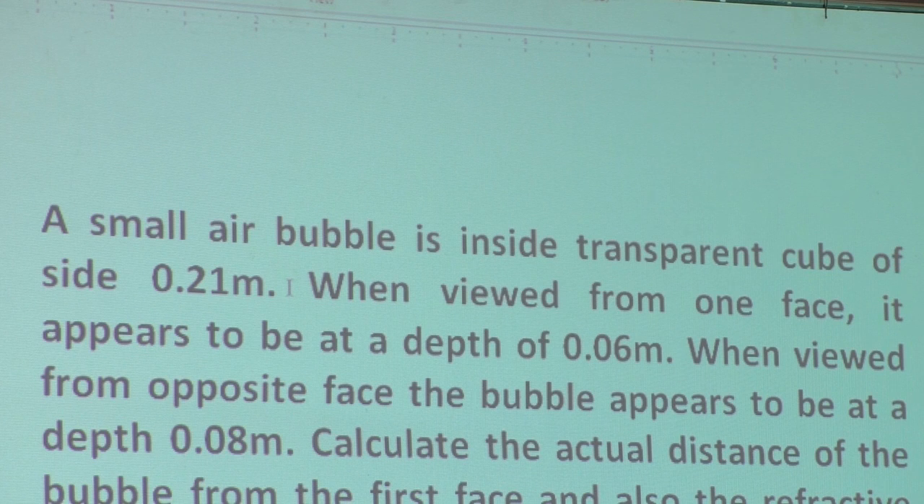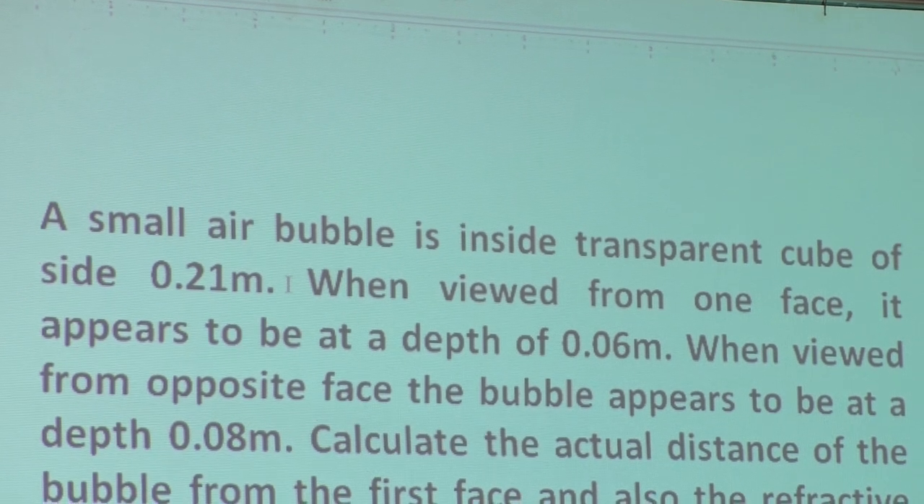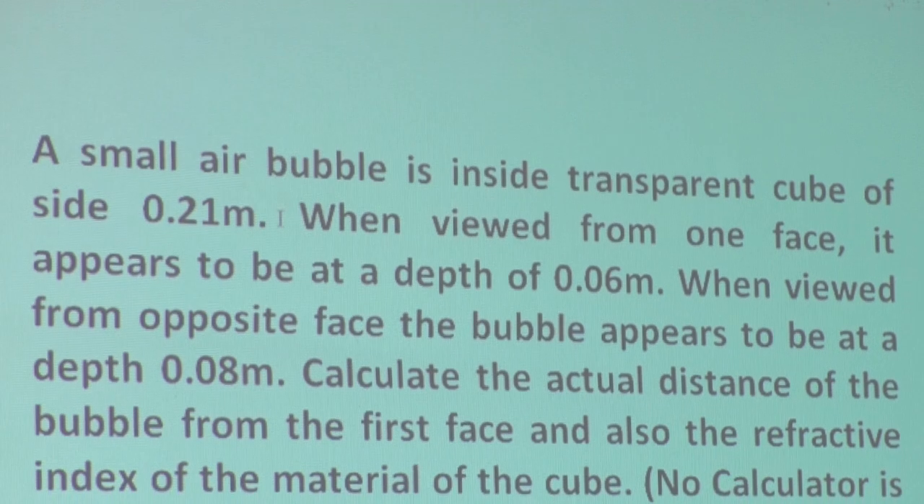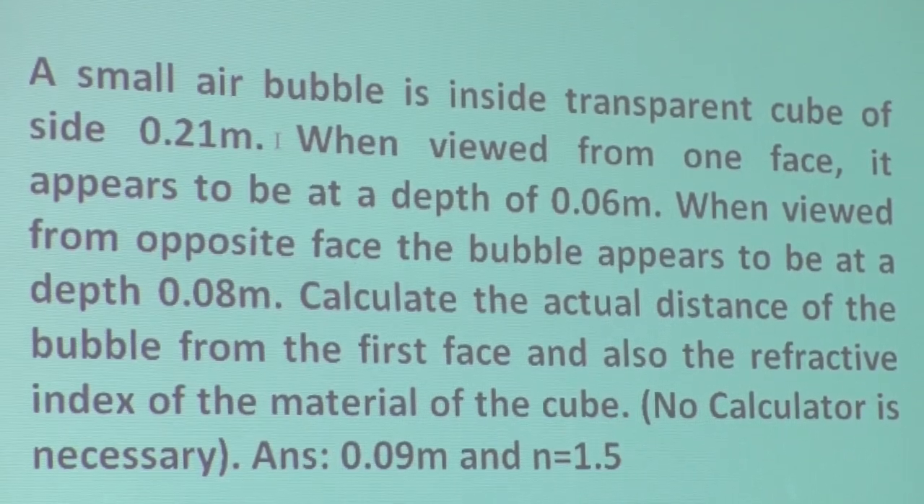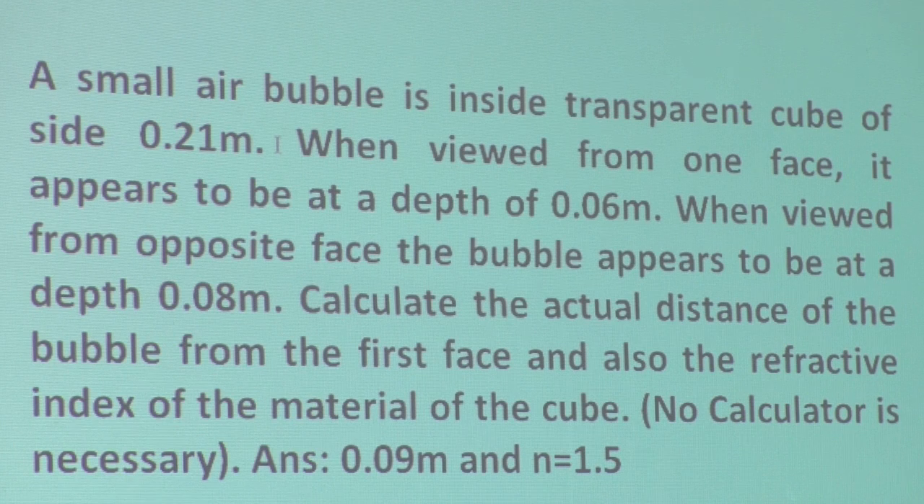A small air bubble is inside a transparent cube. This is very easy and a different type of problem. Very important: how to analyze it is the only thing which is required. Read the problem. A small air bubble is inside the transparent cube of side 0.1 meter. When viewed from one face, it appears to be at a depth of 0.06 meter. And when viewed from the opposite face, the bubble appears to be at a depth of 0.08 meters. Calculate the actual distance of the bubble from the first face and also the refractive index of the material of the cube. Okay, no calculator is necessary. Okay, you have your brain, so you can use it.